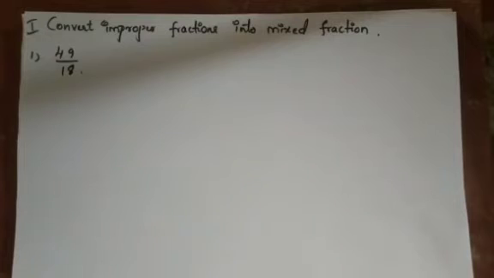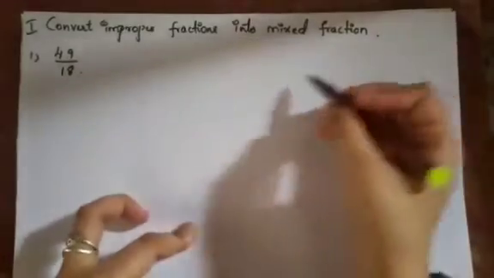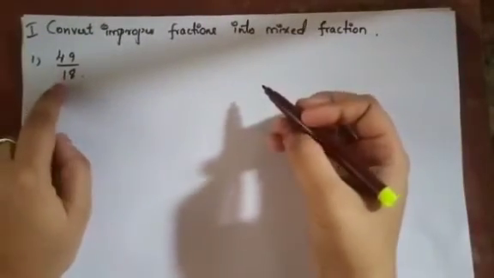Let us revise the things. First, converting an improper fraction into a mixed fraction. First I explained how to convert a mixed fraction into an improper fraction. Now, how to convert an improper fraction into a mixed fraction. There are different methods. The method I'll use is: it is 49 divided by 18.